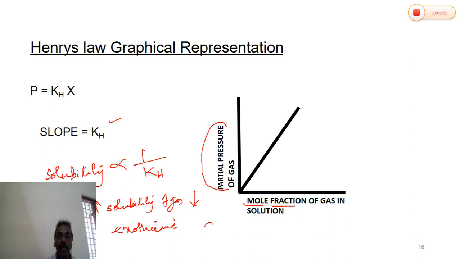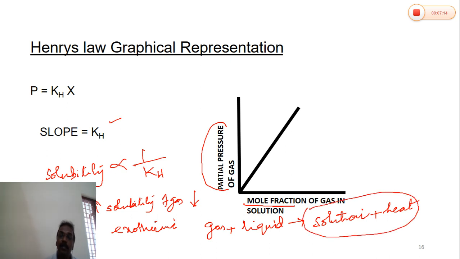That is, gas plus liquid is equal to solution plus heat. Heat is liberated, so it is exothermic. When heat is given, that is, temperature is increased, according to Le Chatelier's principle, the system will try to decrease the temperature. To decrease the temperature, the solution absorbs heat and the process takes place in the reverse direction. That is, solubility decreases. So, on increasing temperature, solubility decreases.